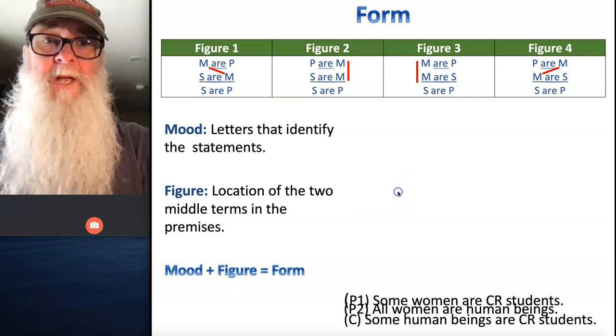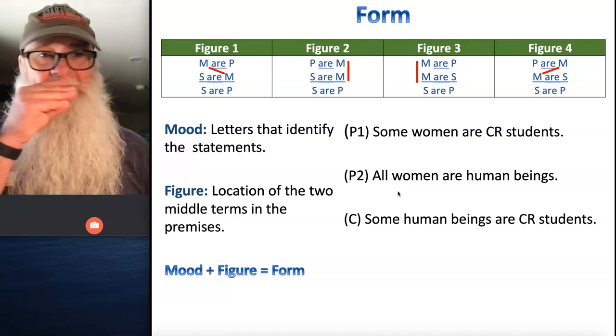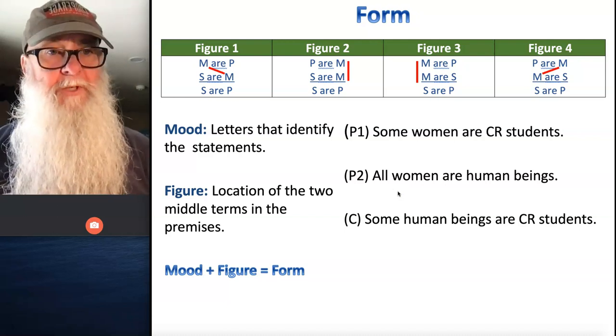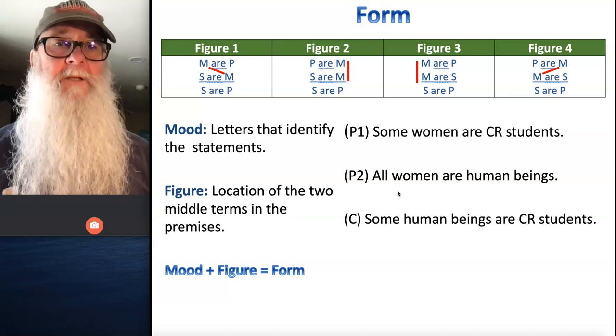Now, when we take the mood and we combine it with the figure, we get the form of the argument. So let's say we have an argument like this one. Some women are CR students. All women are human beings. Therefore, some human beings are CR students.